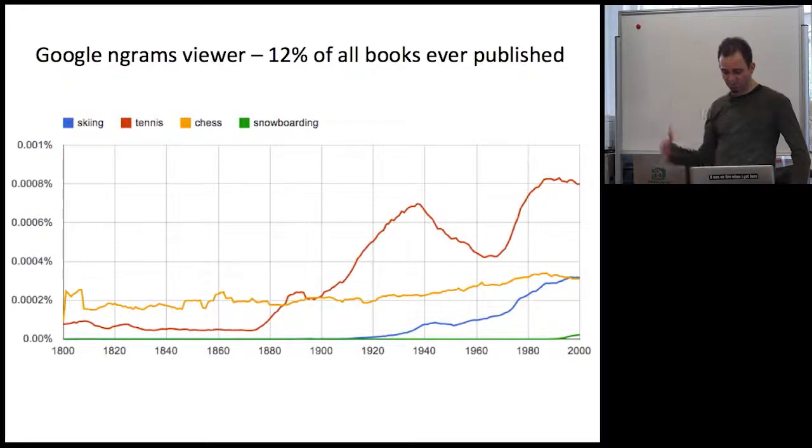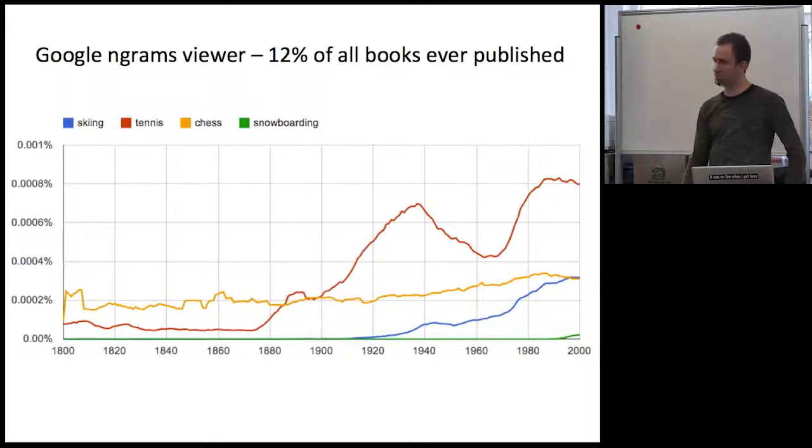So snowboarding isn't in books at all until like 1990. And then the orange line is sort of rather consistent for 200 years. Yeah, so that's chess. So chess looks to be about as popular now as it was in 1800, a little bit more. And then what else?